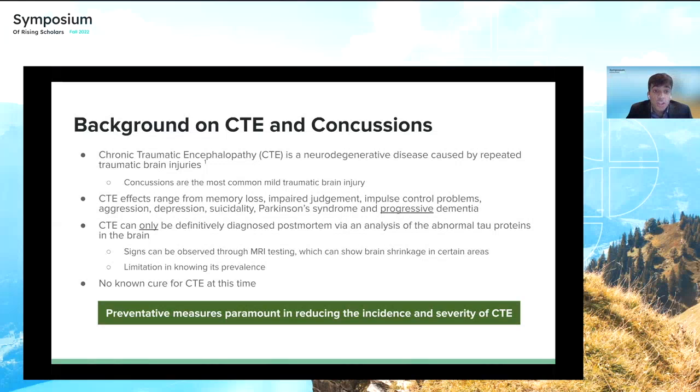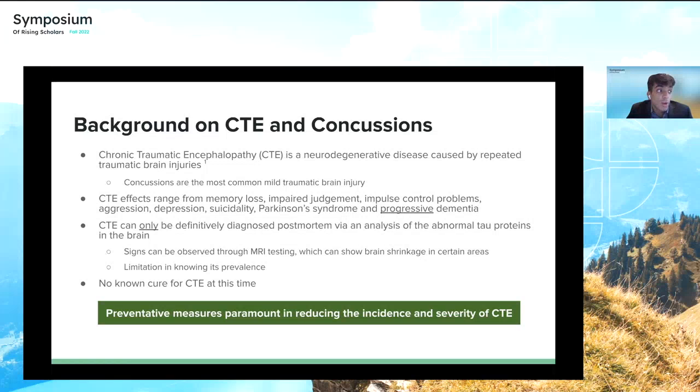CTE is a chronic neurodegenerative disease caused by repeated traumatic brain injuries. It's not exactly known how many traumatic brain injuries cause CTE, but its effects are known. Concussions are a type of mild traumatic brain injury, which especially affects football players. The effects of CTE range from memory loss, impaired judgment, impulse control problems, aggression, depression, suicidality, Parkinson's syndrome, and progressive dementia. These symptoms vary as CTE progresses through its 4 stages, which usually takes about 10 to 12 years after incidence.